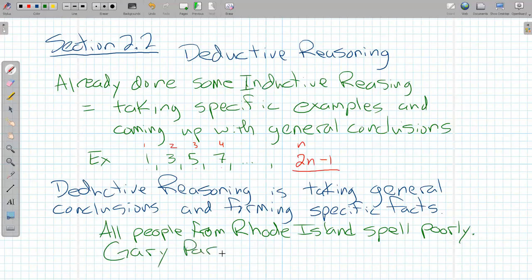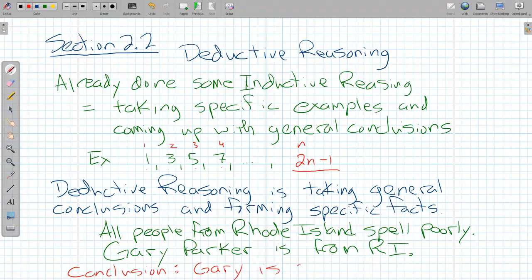Gary Parker is from Rhode Island, abbreviated RI. So then from those two statements, I can draw a conclusion. Gary is a poor speller. Okay, so I took some general conclusion, some facts. All people from Rhode Island are poor spellers, they spell poorly. Gary is from Rhode Island, so Gary is a poor speller.